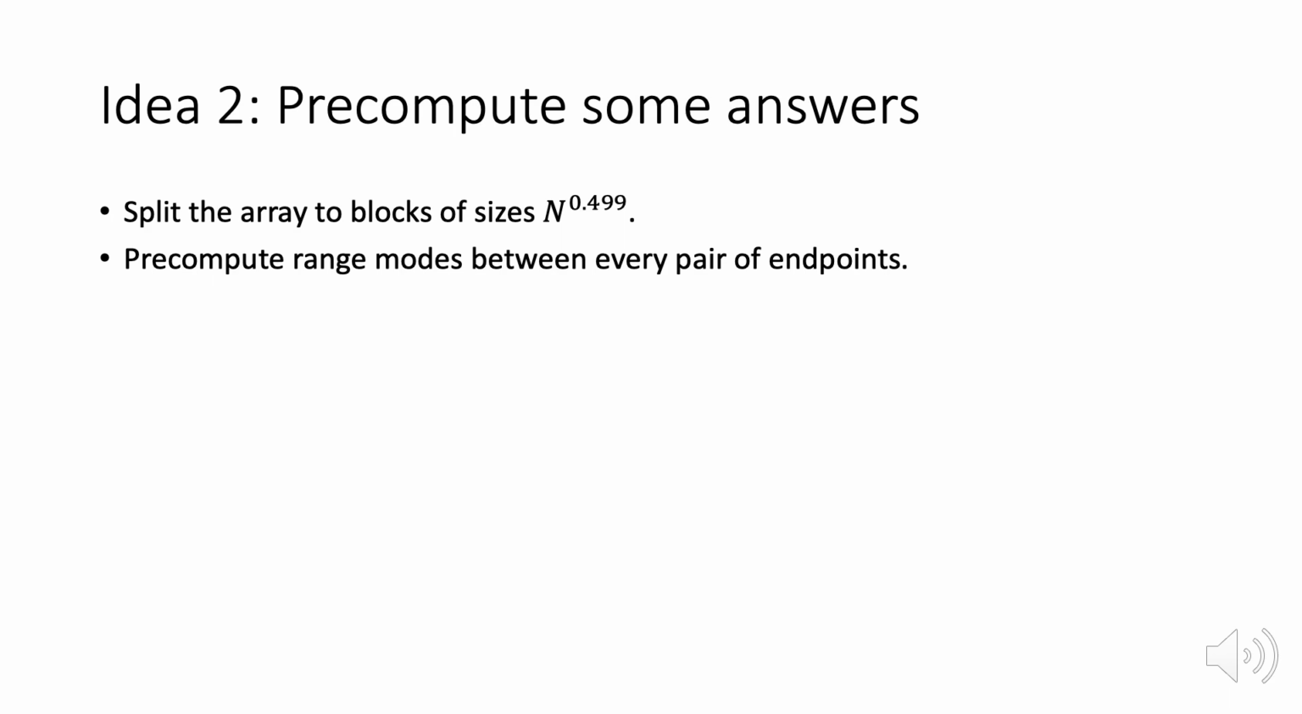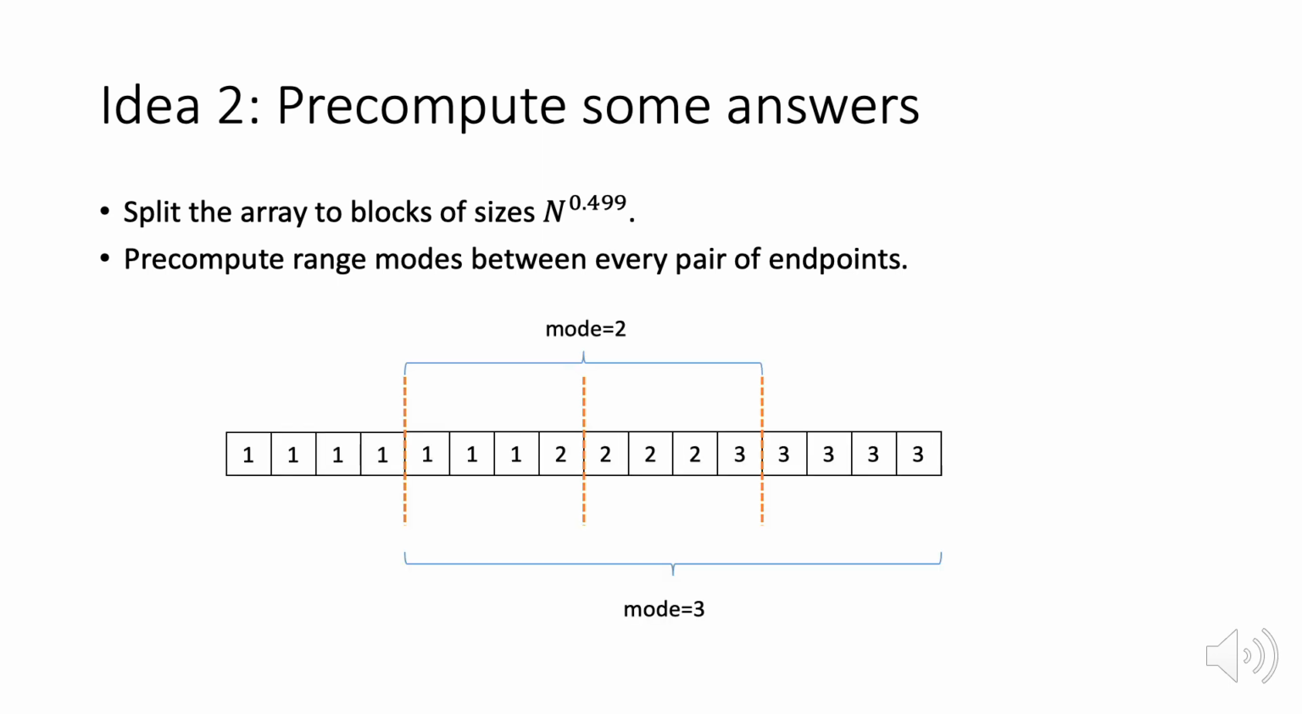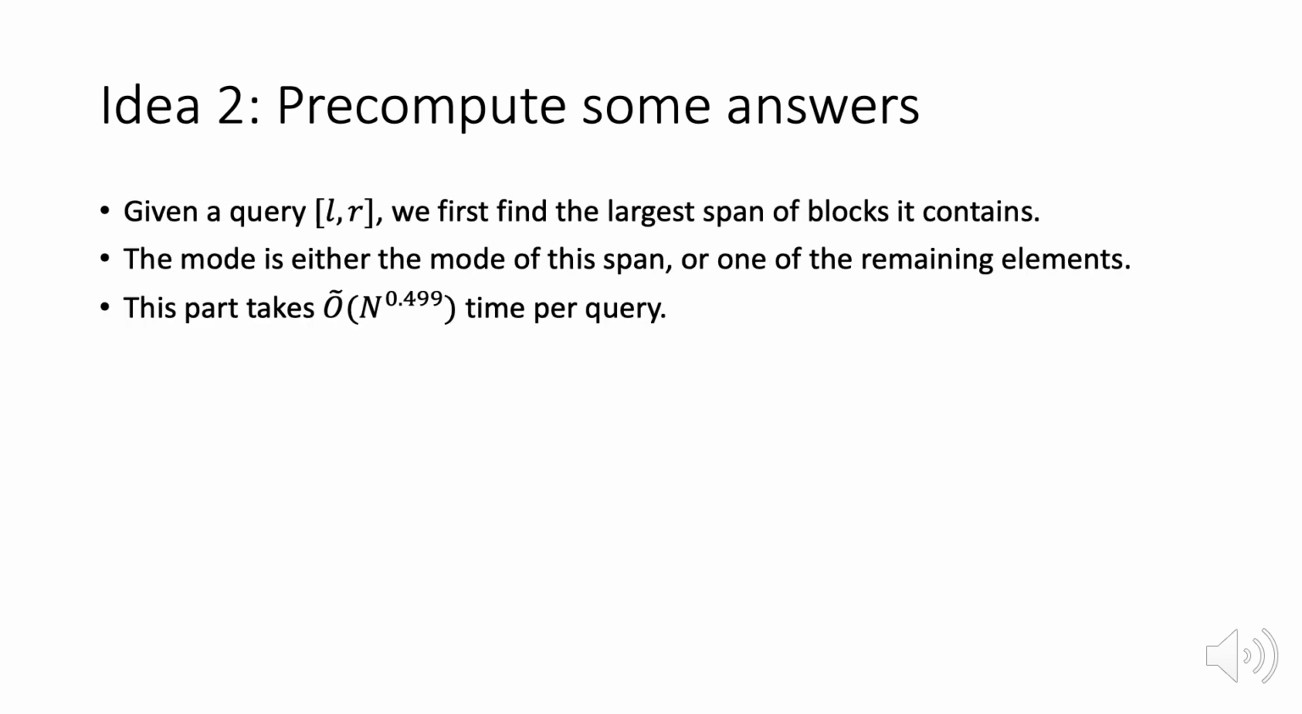We split the array into blocks of size n^0.499, and we pre-compute range modes between every pair of endpoints. So for instance, this array has size 16, and we split it into 4 chunks of size 4. We will pre-compute a total of 10 range modes, and here we show 2 examples of them. Let's first assume we already computed these range mode queries.